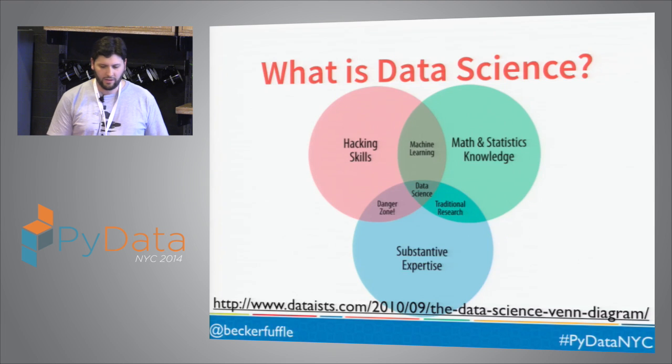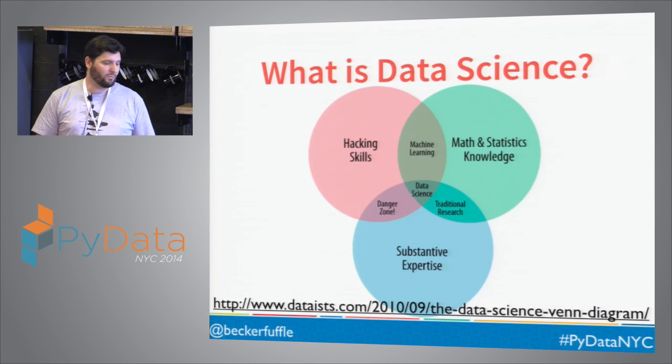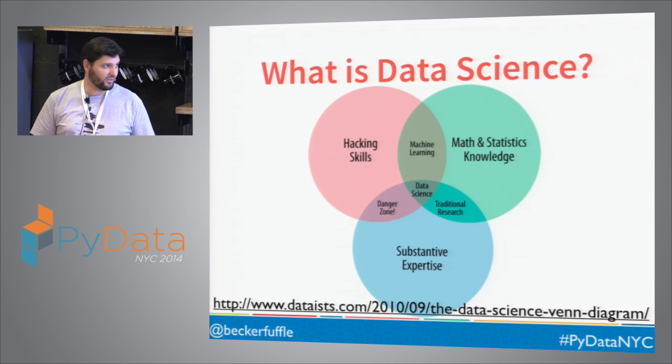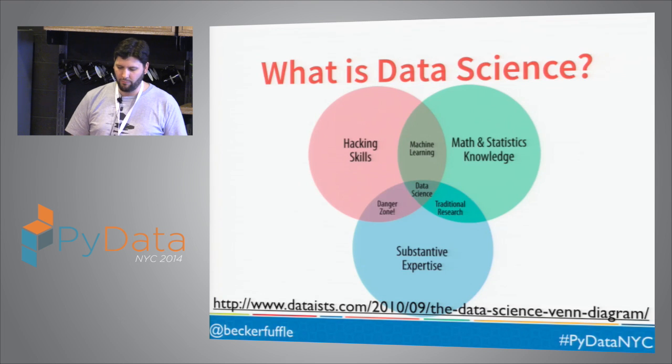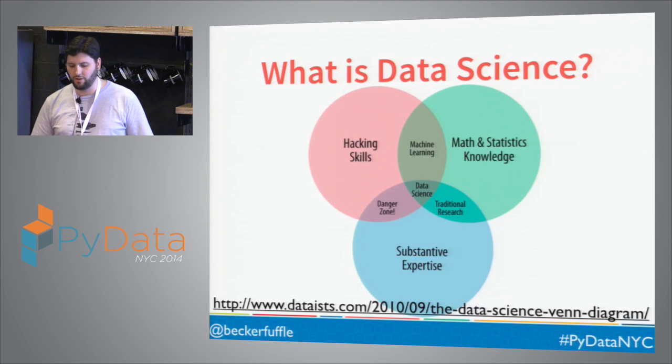In the hacking circle over here, he includes things like manipulating text files at the command line and thinking algorithmically. The math and statistics section, I think, is pretty straightforward. You need to know math and probably statistics. But Drew argues that these two on their own are not enough, that you also need to understand your data. You need domain knowledge and expertise.